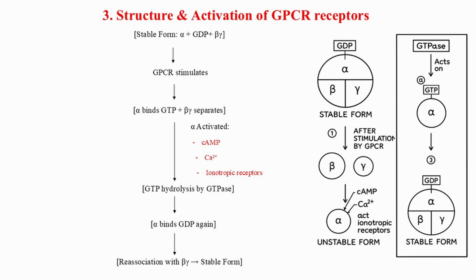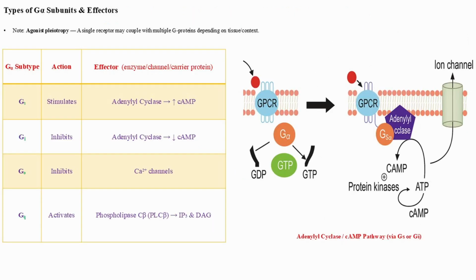Coming to the next step, deactivation. After doing its job, the GTP bound to the alpha subunit is slowly hydrolyzed back into GDP by GTPase activity, leading to the alpha subunit binding GDP again, forming a stable complex. After deactivation comes reassociation. Alpha-GDP reassociates with the beta gamma subunits, returning to the original stable inactive form, ready for the next signal.